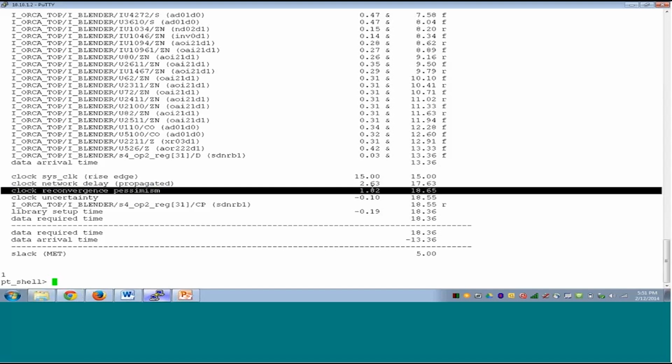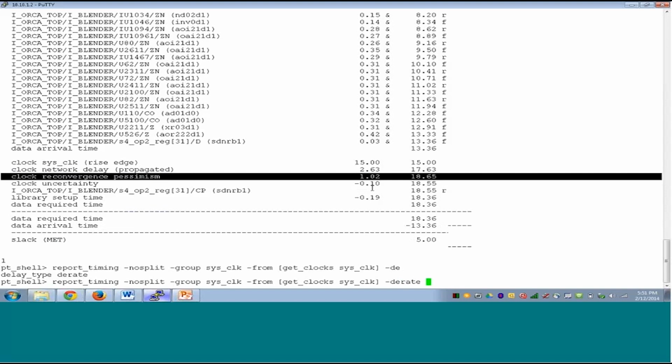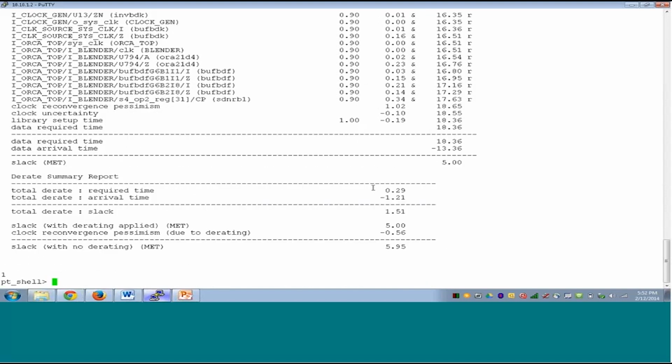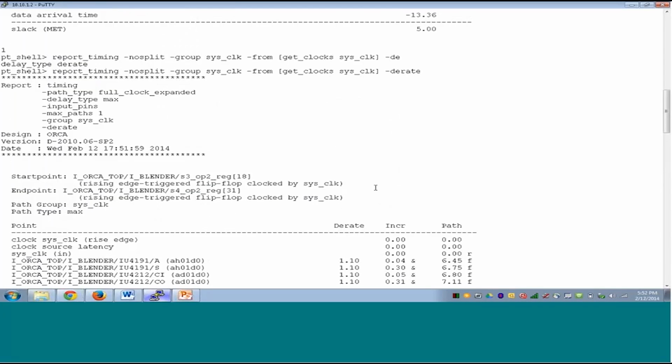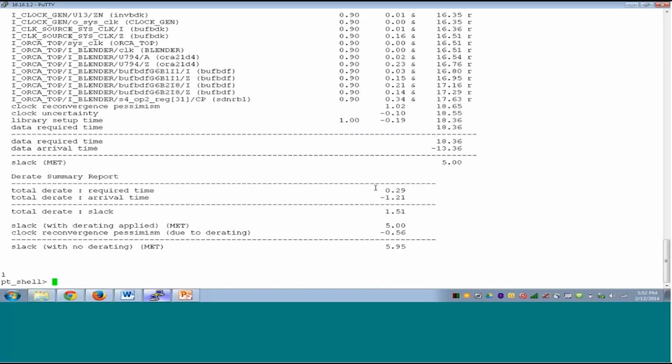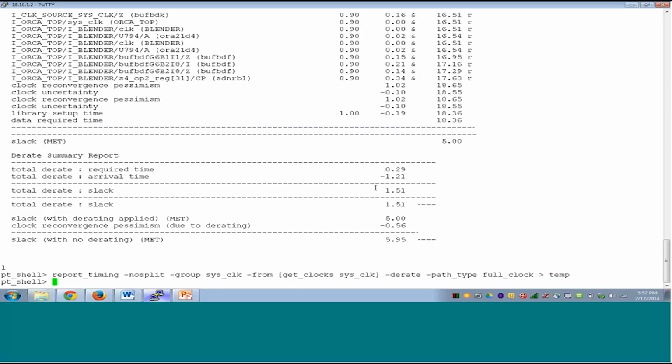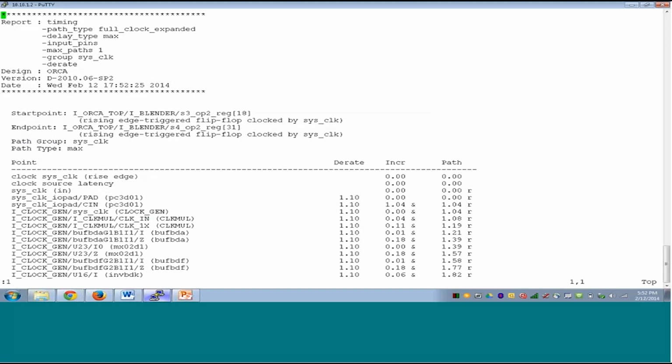Now let's talk about the derate. I was talking about the derate. Let's come back to the derate. report_timing has an option where you can give -derate, and it will also start reporting the derate. So let's give -path_type full_clock, and redirect it. So here we have given -derate. Now it's also started showing me the derate numbers.